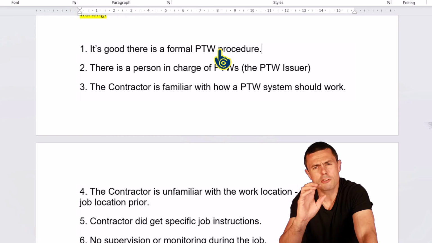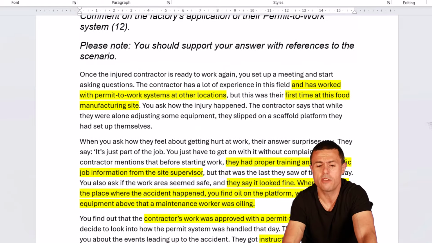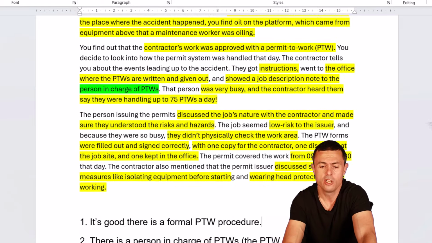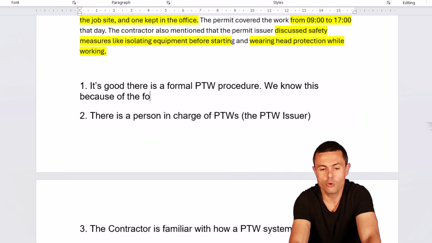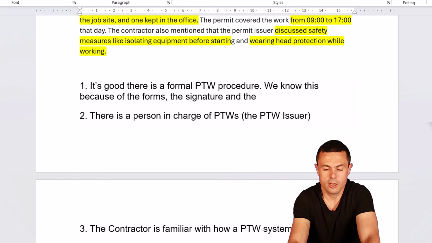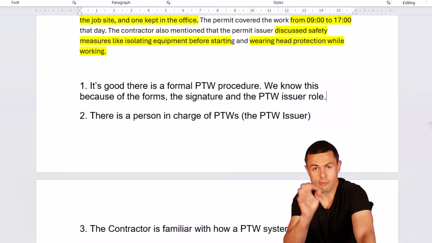Now I want to write down some evidence here. So again, looking at the scenario, there's loads of evidence that there's a formal procedure. We've got forms, we've got signatures, we've got a person in charge. There's a process being followed here. It's good that there's a formal PTW procedure. We know this because of the forms, the signatures, and the permit to work issuer role. It's great. So I've got a point. I've added some evidence. Now I just want to put in a little bit of extra explanation.